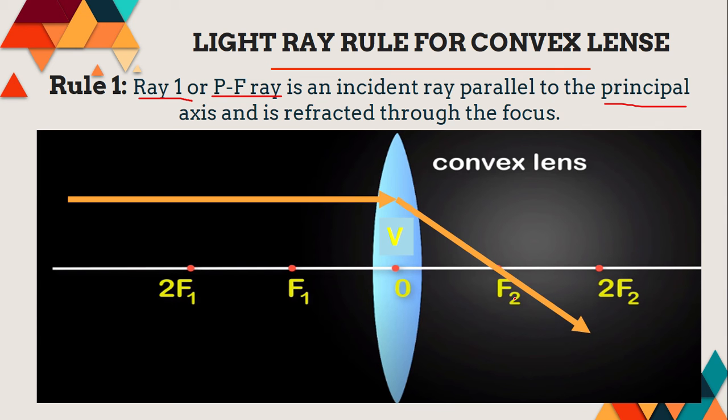So, we use F2 to represent the focus because it is on the other side of the convex lens. Unlike a convex mirror, where the ray hits the mirror and bounces back, here the ray passes through but undergoes refraction. So, this is our rule 1. It hits the convex lens, then goes through the focus.